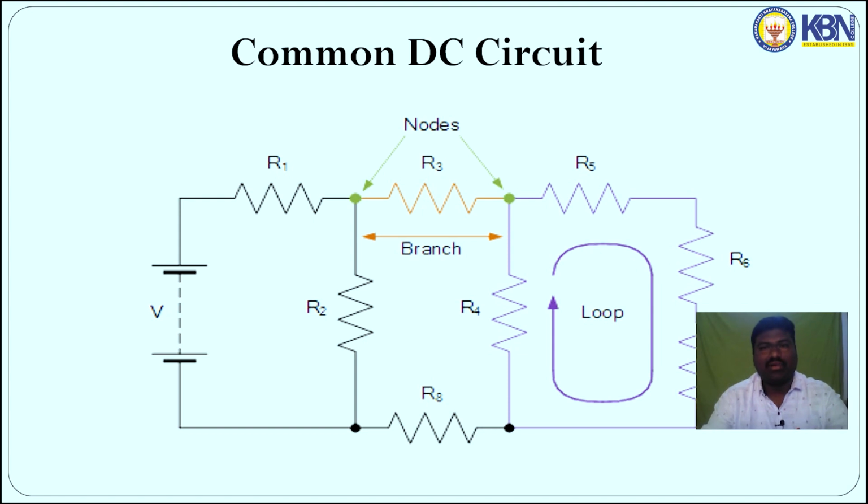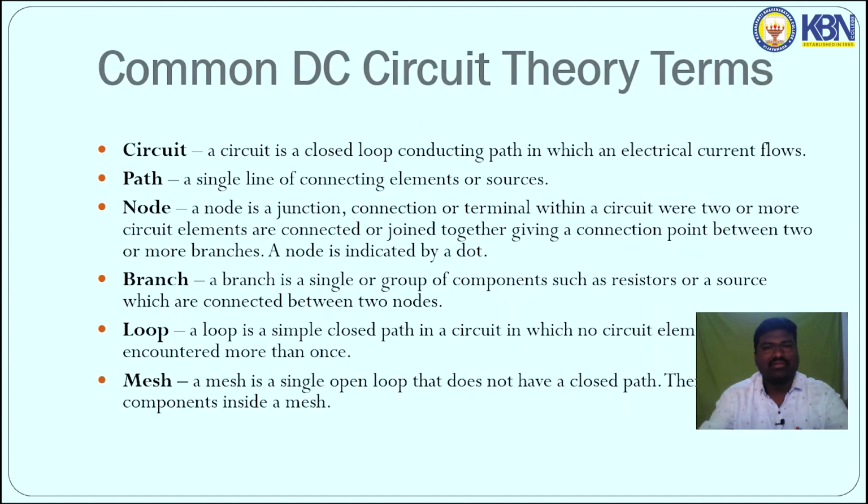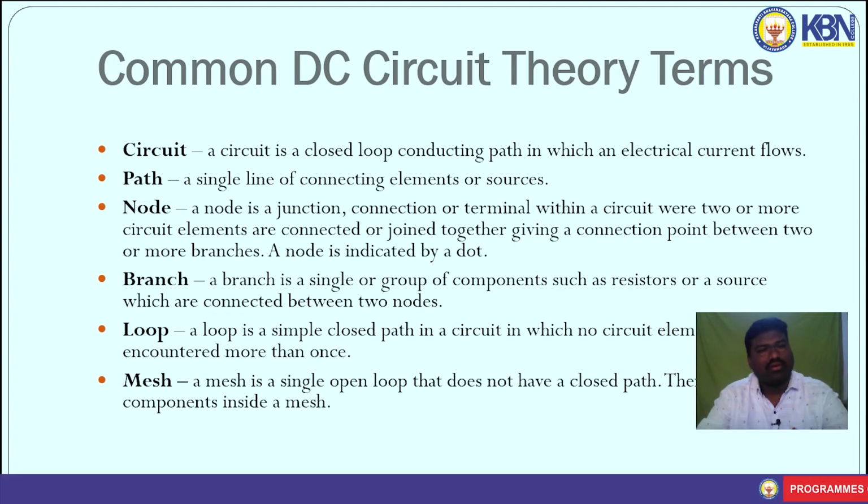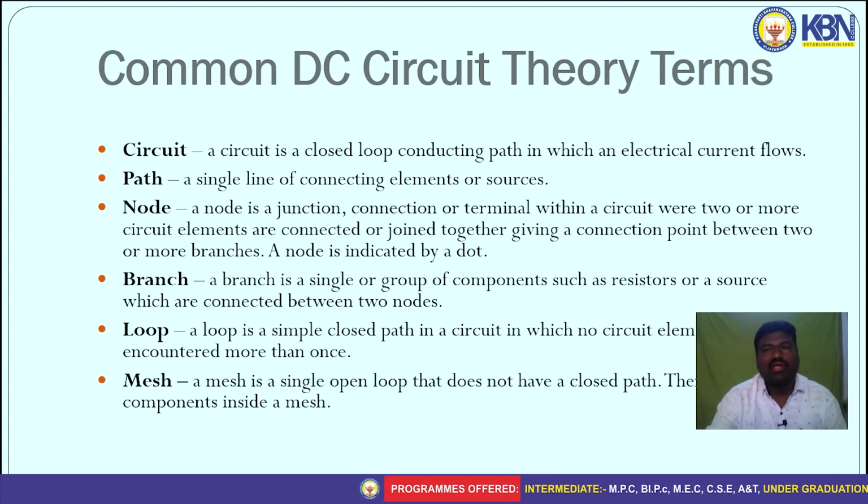This is the common DC circuit. We have energy sources and resistance in it. The basic parameters of a DC circuit, the main terms are circuit, path, node, branch, loop, mesh. For example, a circuit is a closed conducting path in which an electric current flows.